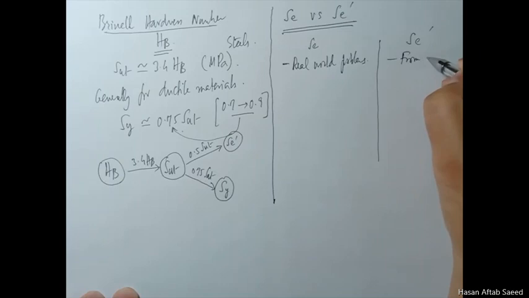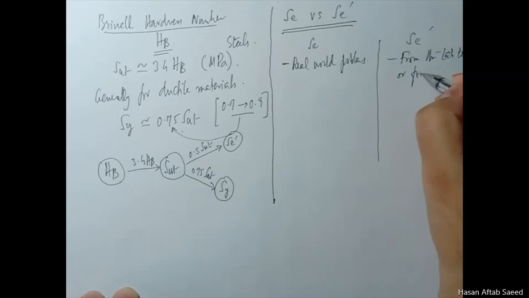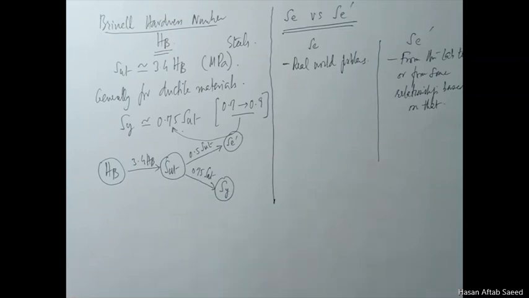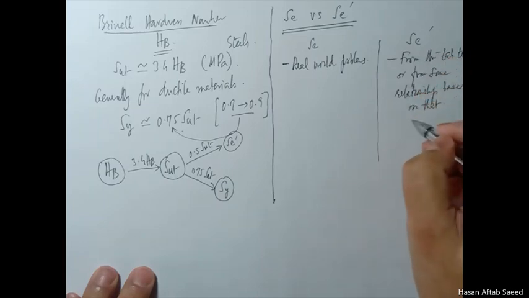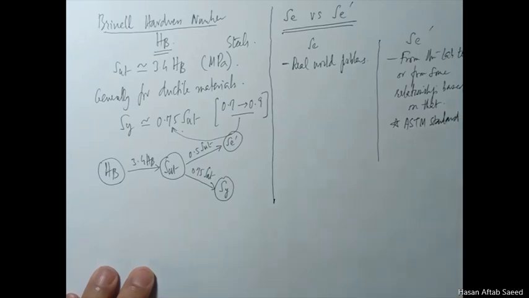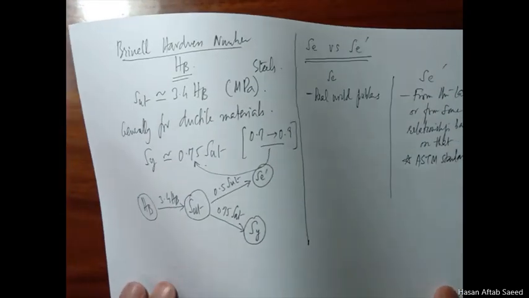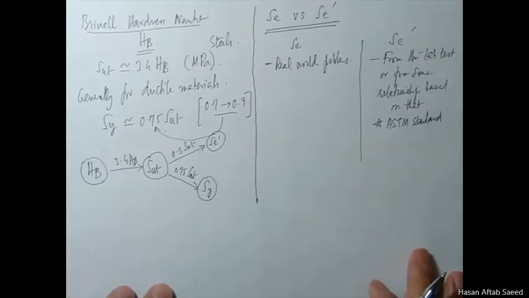from the lab test or from some relationship based on that. Just like if you know SUT, you can calculate SE prime, but that is based on, again, so many different materials tested in the lab and you know the relationship. So we are still in the prime domain. Now, what's the difference? Obviously, if you're talking about this one, then it conforms to ASTM standard.